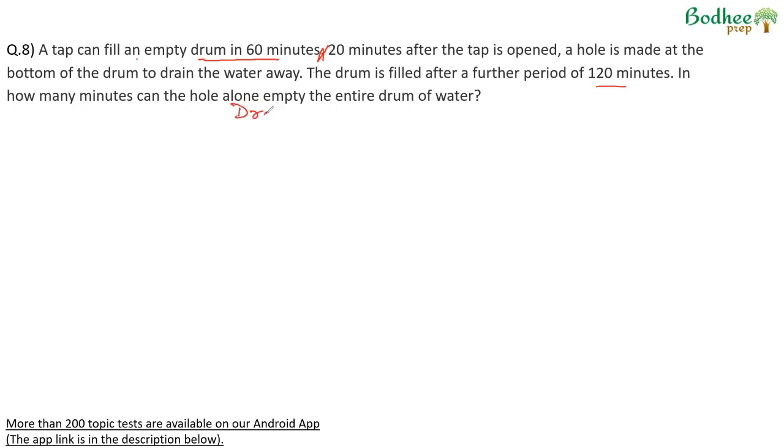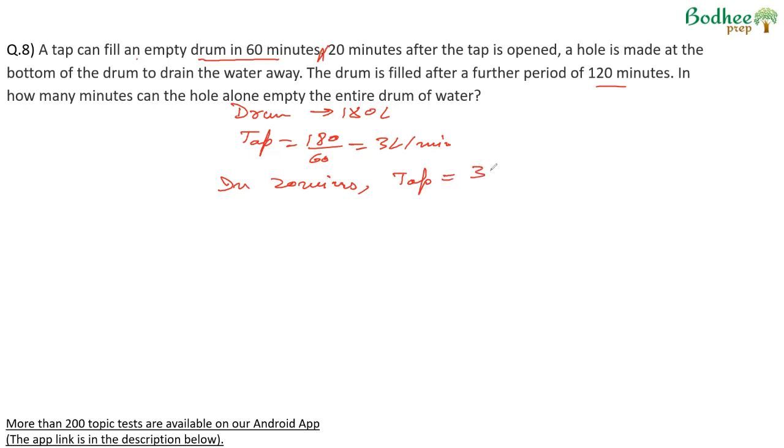Let the drum have a capacity of 180 liters. Therefore, the tap fills 180 liters in 60 minutes. So fills 3 liters per minute. In 20 minutes, the tap would have filled 3 liters per minute for 20 minutes, 60 liters. So the drum left to be filled will be 180 minus 60, that is 120 liters.